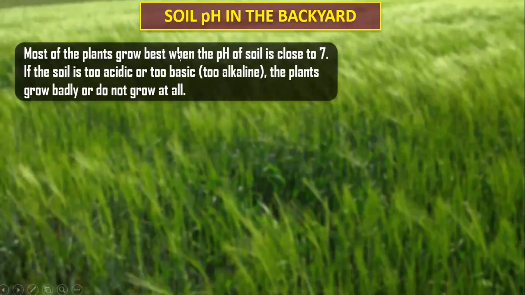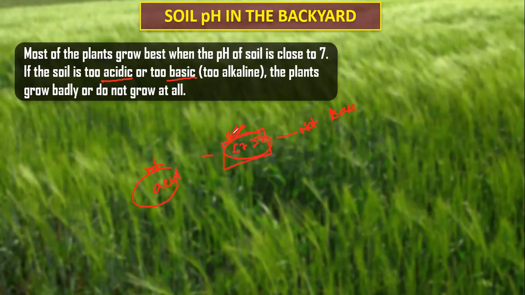Most plants grow best when the pH of the soil is close to 7. Close to 7 means a neutral solution. If the soil is too acidic or too basic, too alkaline, the plants grow badly or do not grow at all. The soil may be less than 7 or greater than 7, but it should not be completely acidic or completely basic. It should be closer to 7.